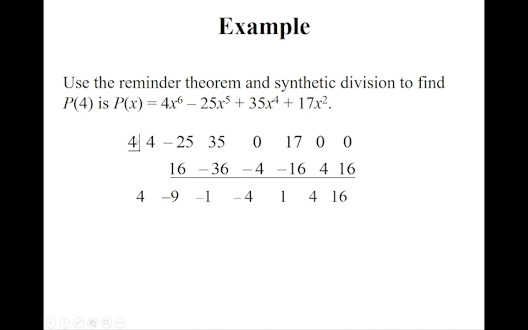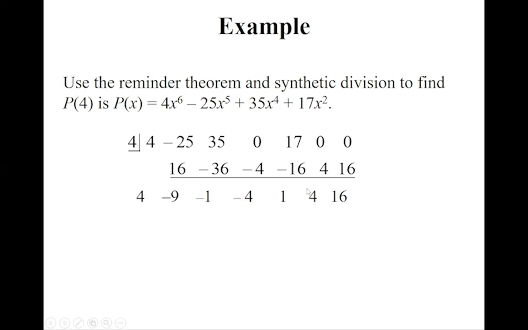Bring down the 4. Multiply to get 16. Add to get negative 9. Multiply to get negative 36. Add to get negative 1. Multiply to get negative 4. Add to get negative 4. Multiply to get negative 16. Add to get 1. Multiply to get positive 4. Add to get 4. Multiply to get positive 16. Add to get positive 16.